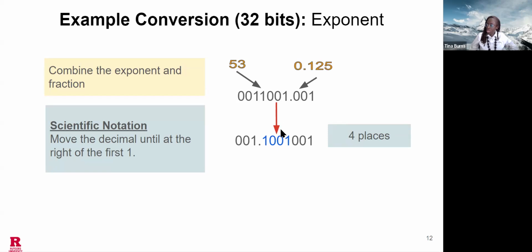So I started here and I moved this over 4 places. So the 4 places is what I moved over. This number is going to be very important because it represents, just like if I had 4.62 times 10 to the 2, those 2 decimal places would be the exponent that I'm using in order to get back to the original number.